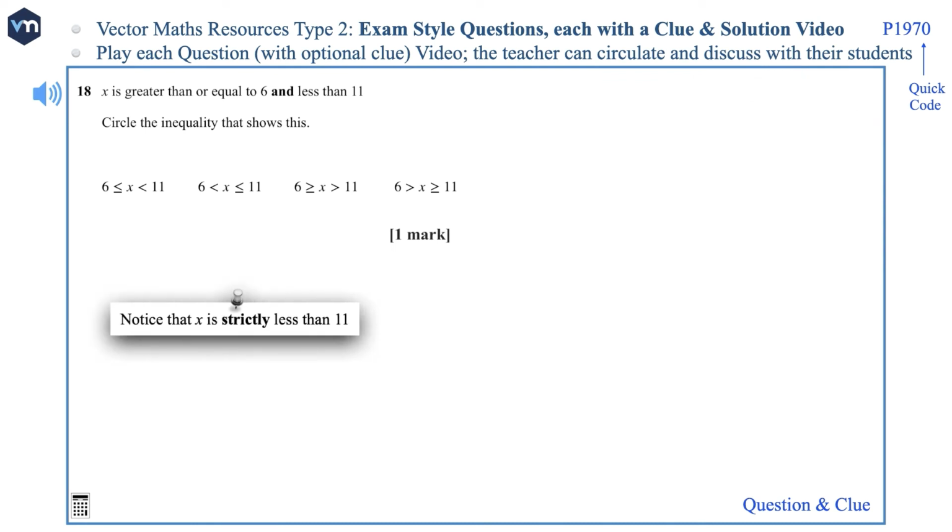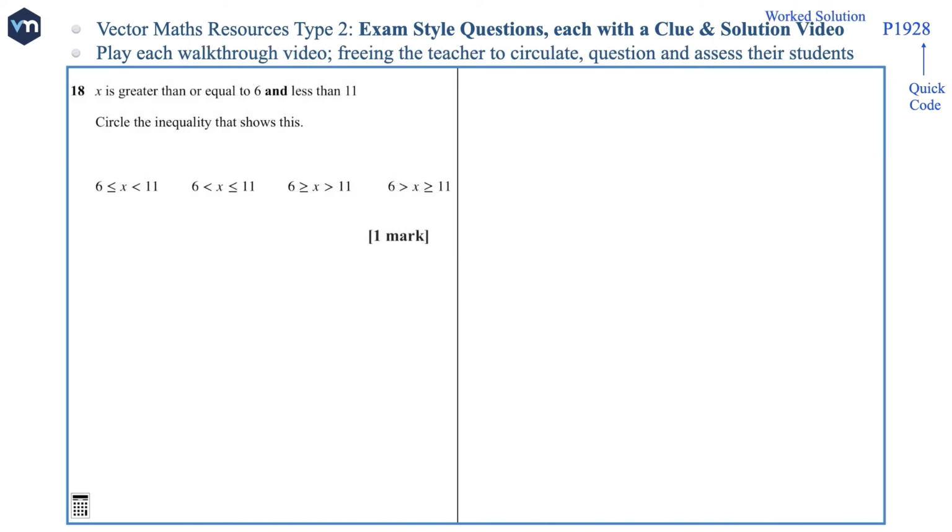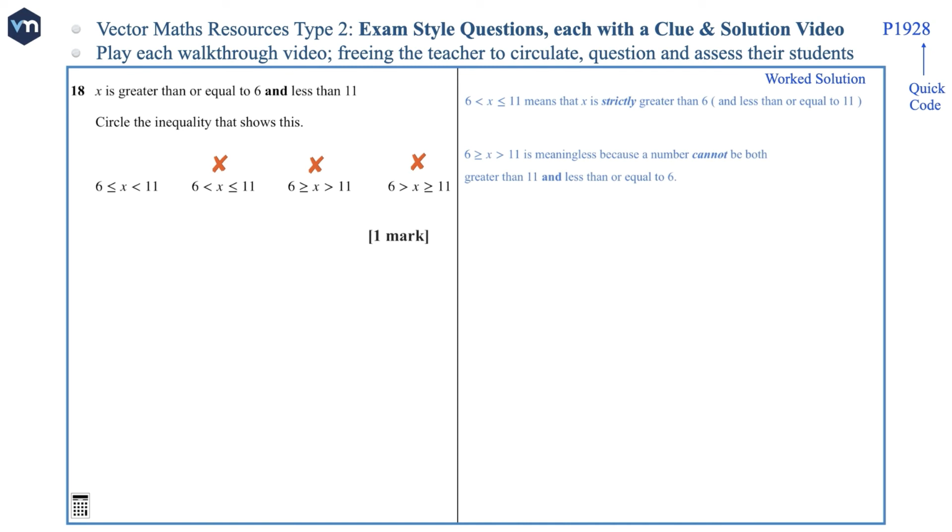Note that x is strictly less than 11. The statement 6 is less than x is less than or equal to 11 means that x is strictly greater than 6, and of course less than or equal to 11. The next statement is meaningless because a number cannot be both greater than 11 and less than or equal to 6. Similarly, the next statement is also meaningless because a number cannot be both greater than or equal to 11 and less than 6. So 6 is less than or equal to x is less than 11 is the correct inequality.